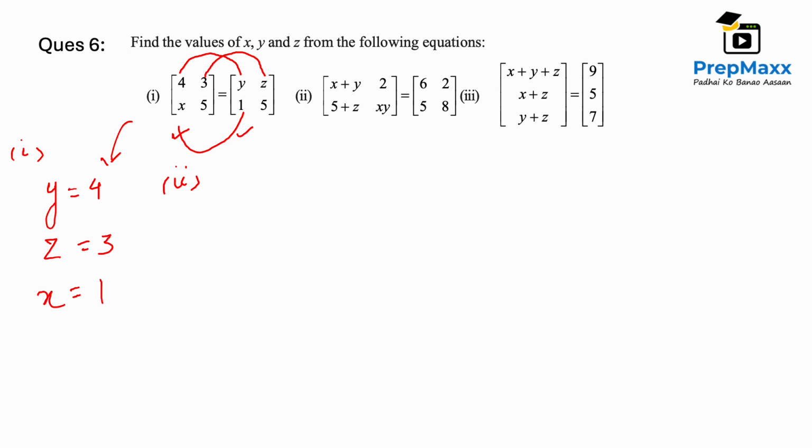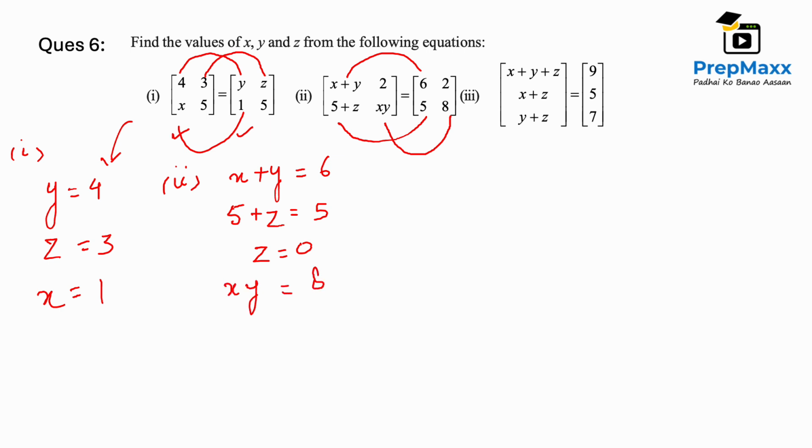So in part 2, corresponding elements would be x plus y and 6. So I can say x plus y is going to be equal to 6, right? And then 5 plus z is equal to 5 only, which means z is nothing but equal to 0, right? And then xy is going to be equal to 8. xy is going to be 8, right? So now we can use this equation and this equation to get the values of x and y.